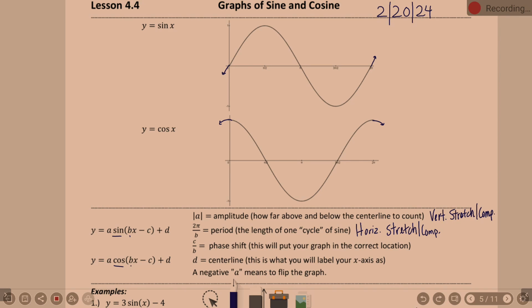Okay, c divided by b. So c is the value that is added or subtracted within the parentheses. When we talk about using that c value, here it's a phase shift. Basically, it's your horizontal shift. Okay, it's your horizontal translation. c over b is going to tell me how far I'm moving my graph left or right. So if we compare it back to Algebra 2, it is your horizontal translation.